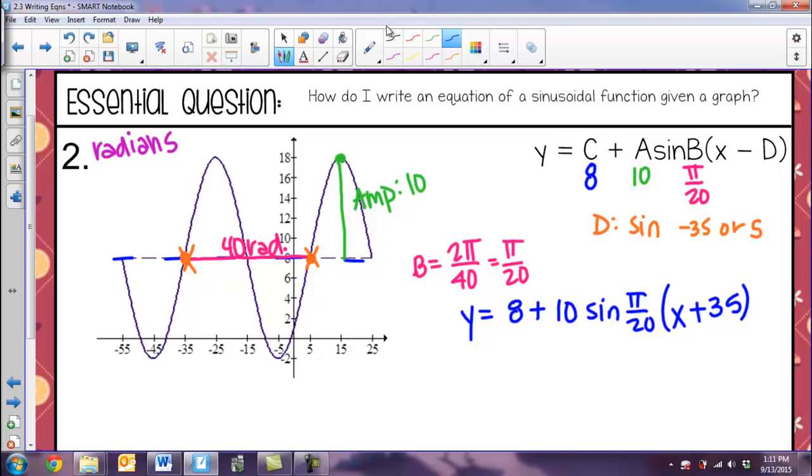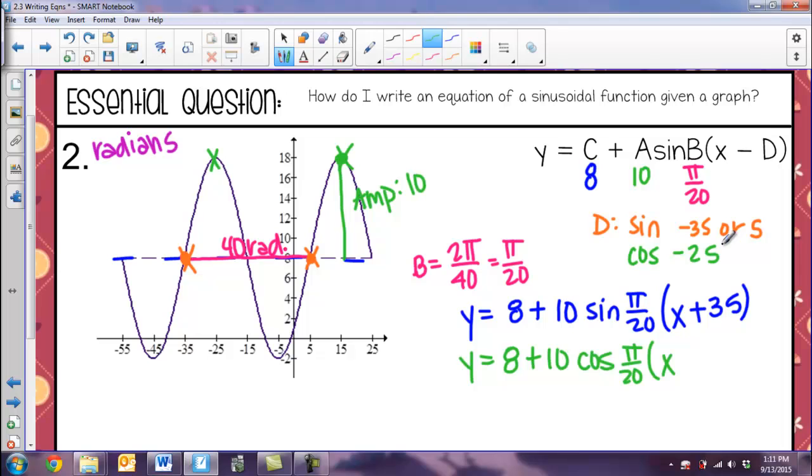So now if I wanted to try to write this as a cosine graph, again, nothing changes except for D, and I guess the word cosine. Okay, and so now when I look at this graph, cosine starts at a high point and then goes down. So here's a point where it starts at a high point, so we could have negative 25. Or up here starts at a high point, goes down at 15. And so I could write either plus 25 or minus 15. Again, both of these are 100% correct.